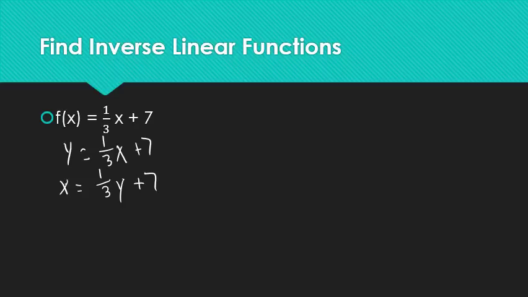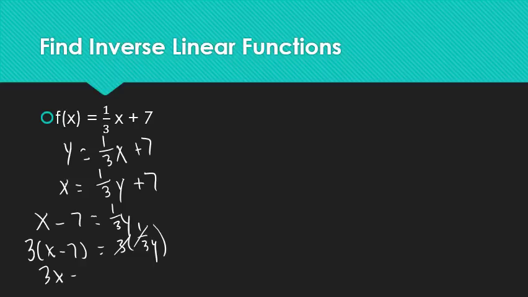I'm going to subtract 7 from both sides and now I've got x minus 7 equals 1/3 y. And I'm going to multiply every term here by the reciprocal of the 1/3, which is the same as dividing by 1/3. But it's a lot easier to do it with the reciprocal. So now I've got 3 times x minus 7 equals 3 times 1/3 y. And here the 1/3 and the 3 are going to cancel, reduce to 1. So I've got 3x minus 21 equals y.